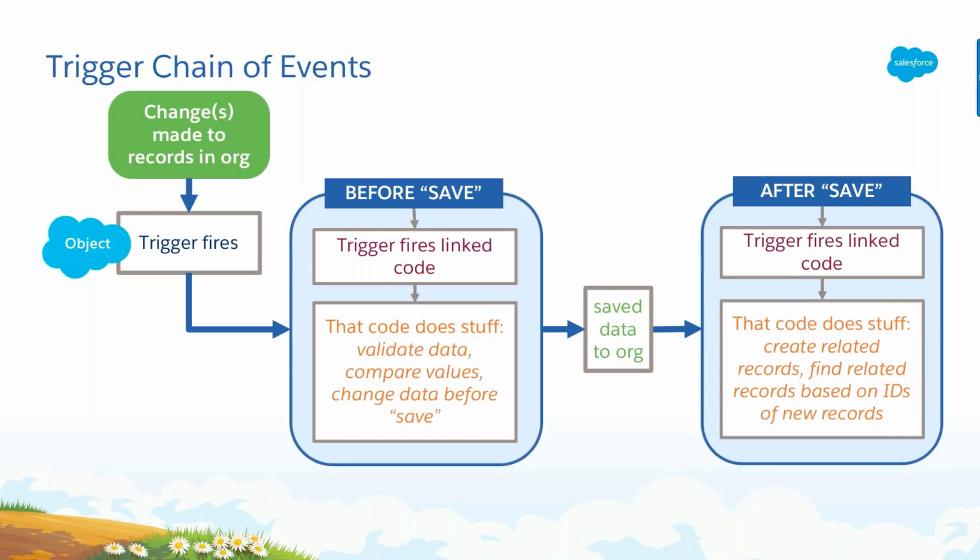So the next thing that happens is the after trigger actions call out to more classes. They're going to reference more classes, which again is just a type of file, which will do all sorts of things like create related records and find other records and do something with them, all based on the IDs for the records that you just saved. Then the trigger sits back and just waits for something else to happen with the contact object.